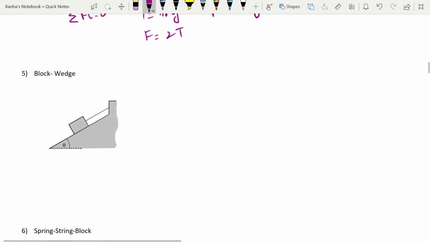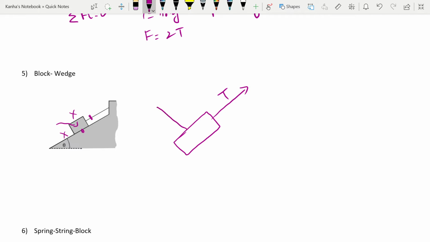Let's look at the block wedge system. We have to make the free body diagram of this block. So how do we do this? This will be done many times in the course, so it's better that you get a hang of it. There is a contact here and there is a contact here. There is no contact here, no contact here. So there are two contact forces. Because there's a string attached, I'll mark this as my tension. And because of a surface, I'll mark this as my normal reaction. Note that normal reaction is always perpendicular to the surface.